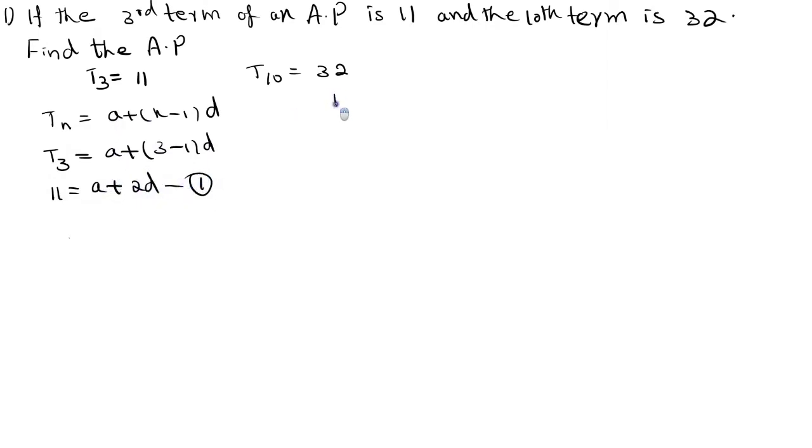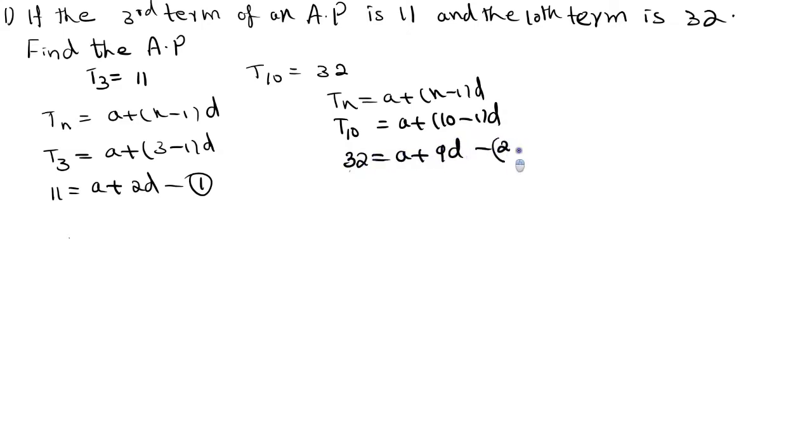So again, we have the formula Tn is equal to a plus (n minus 1) into d. Here T10 is there, right? T10 is equal to, what is n here? N value is now 10. A plus (10 minus 1) into d. So substitute T10 value, it is given, right? T10 value is equal to 32, which is equal to a plus (10 minus 1, which is 9) d. Take it as equation 2.